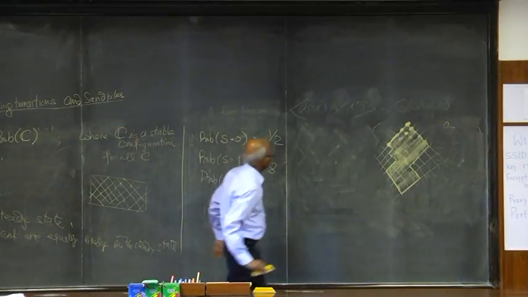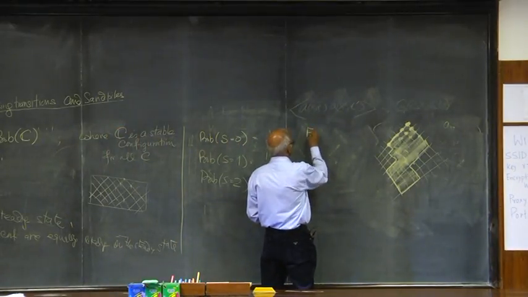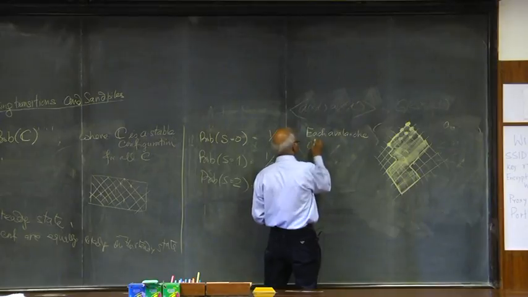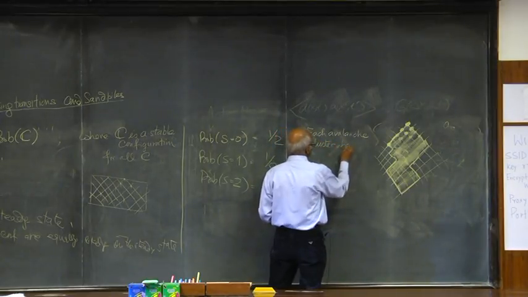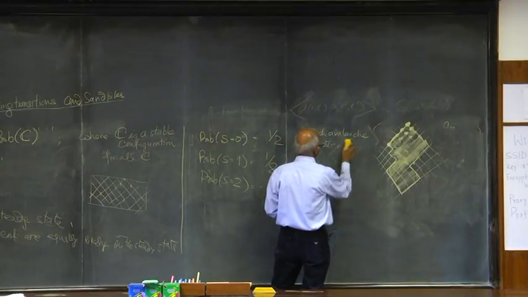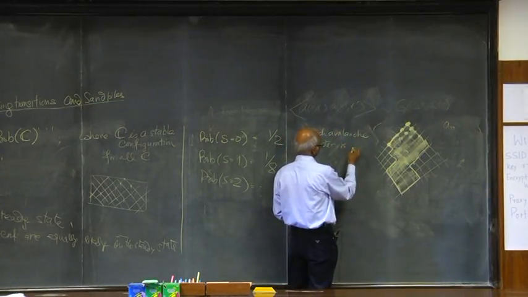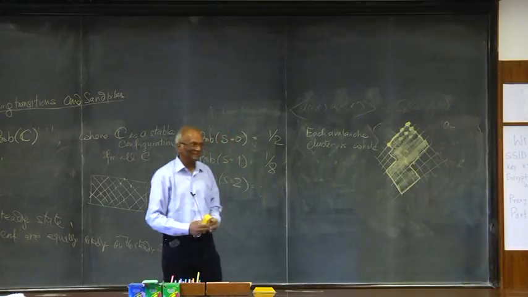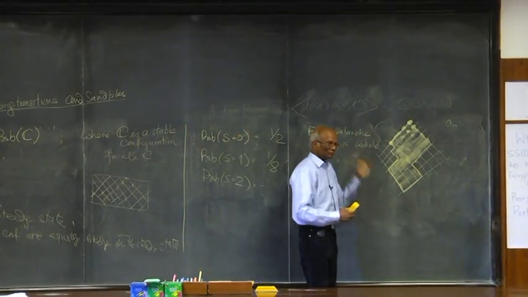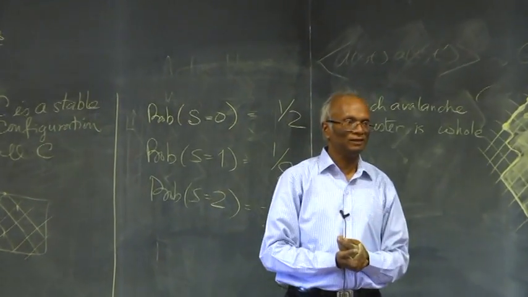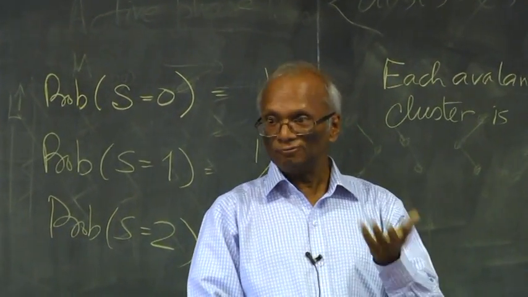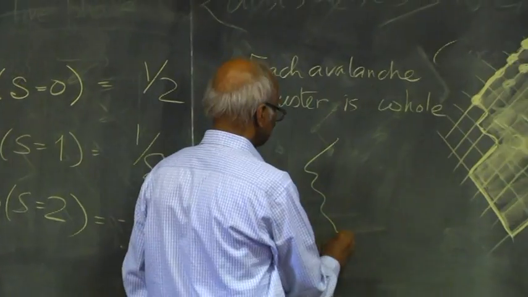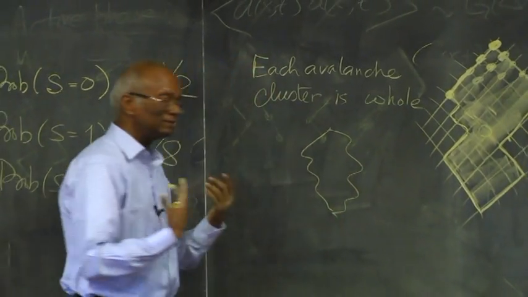So each avalanche cluster has no holes. It has two boundaries, left boundary and right boundary, and each boundary is a random walk. Okay, so there is a left random walk and there is a right random walk. When they meet, the avalanche stops.